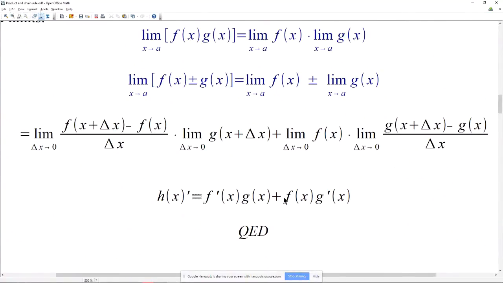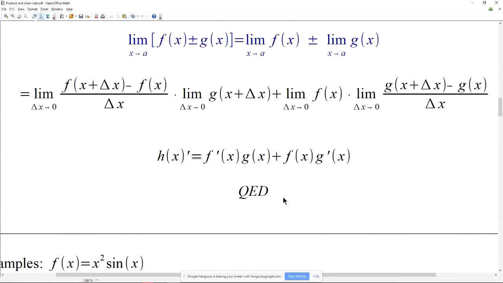Go ahead. Okay, I was just gonna ask you, would it be a fair question to ask as to why it's done this way? What do you mean? Like, why is it f prime of x times g plus f of x times g prime? You know what? That's a great question, actually. But I'm going to give you it as a homework assignment.